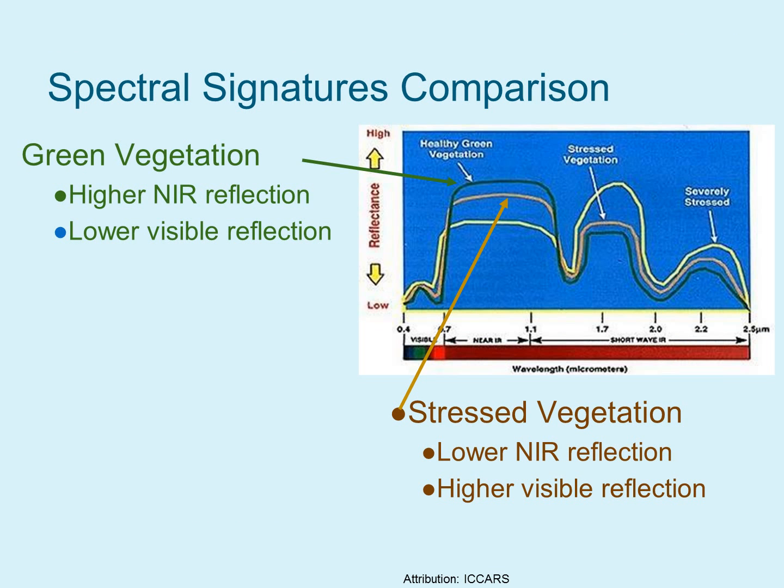So let's compare the spectral signatures of healthy vegetation versus stressed vegetation. In healthy vegetation, you can see the higher near-infrared reflection, there between 0.7 to 1.1, and the lower visible reflection between 0.4 and 0.7. While in the stressed vegetation, you can see the near-infrared reflection is lower, compared to the green vegetation, while the visible reflection is higher.